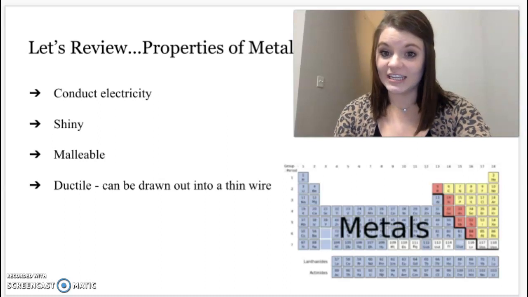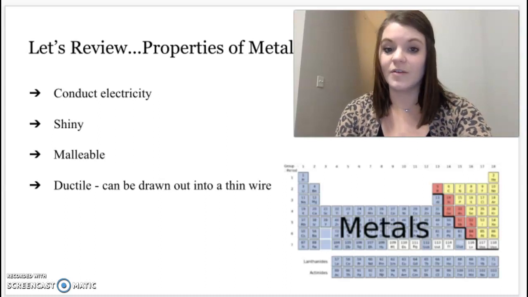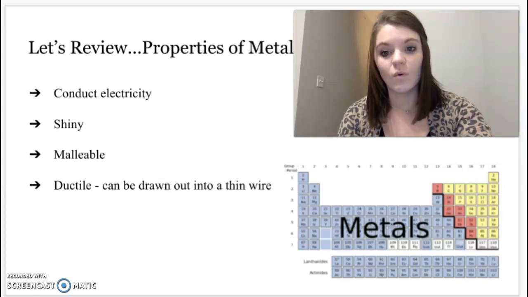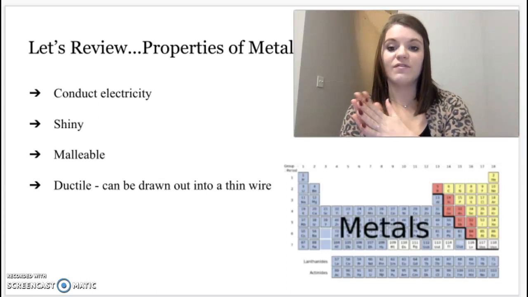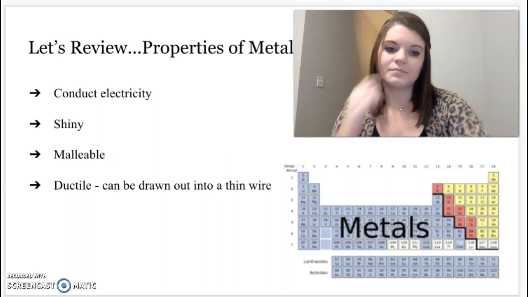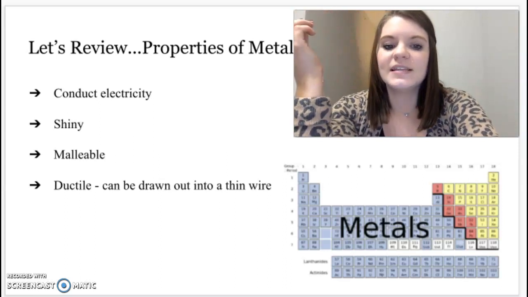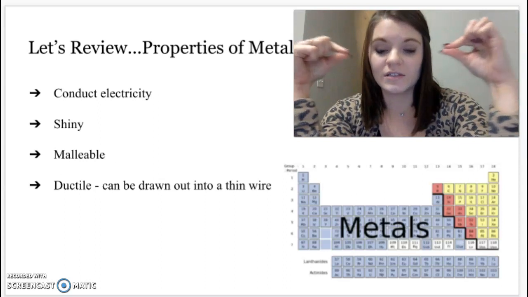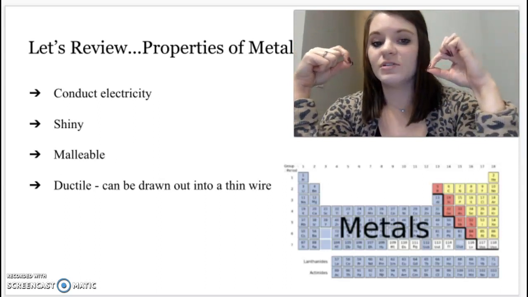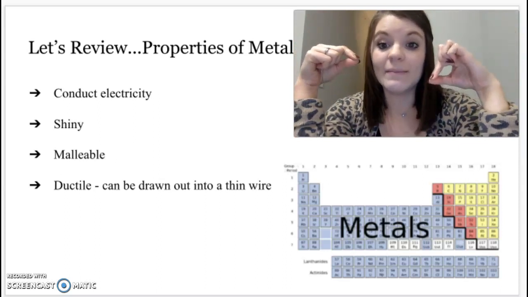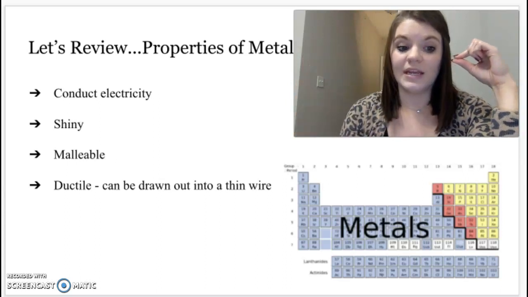We know that they're shiny, most of them. They're malleable. Okay, they're able to take a different form without breaking. And they're ductile. That's one that we haven't really talked about in class. That just means that it can be drawn out into a thin wire. So that's why metals are used for wiring or piping in buildings.